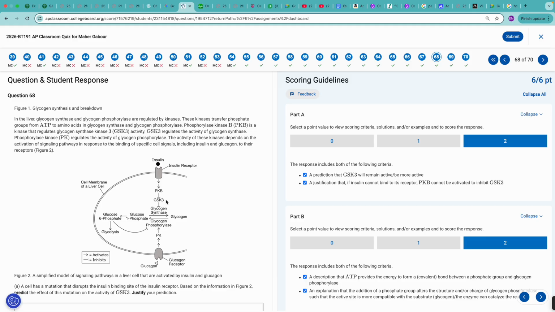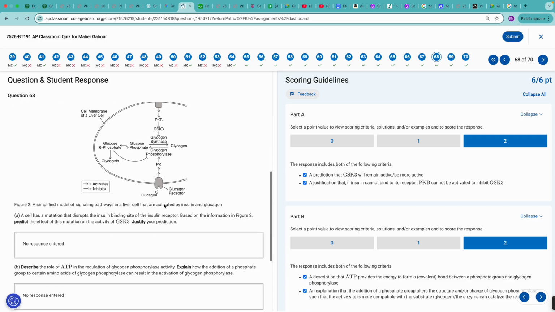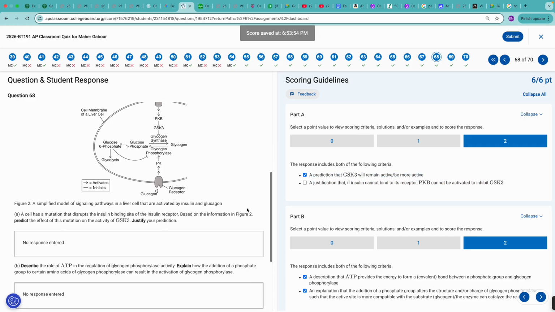PKB won't be regulated. GSK3 activity will skyrocket because PKB was the thing that was keeping GSK3 down low. Okay. Yeah, that's basically what I said. Okay, so that's the marking scheme. Basically exactly what I said.